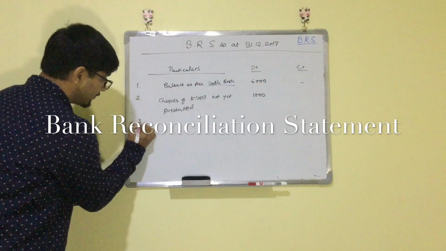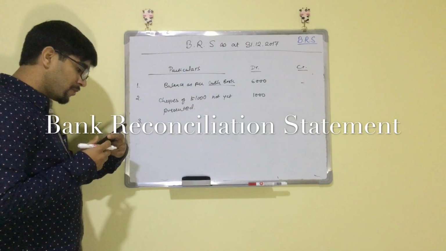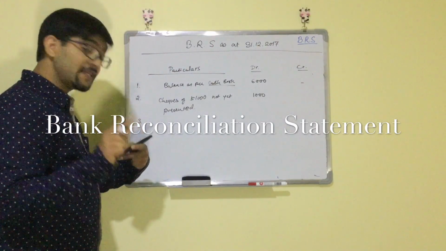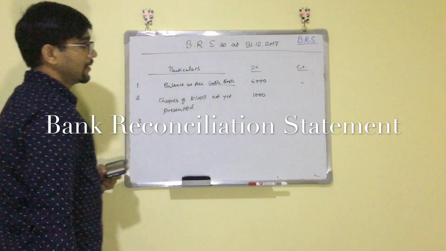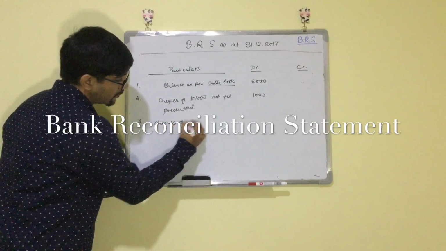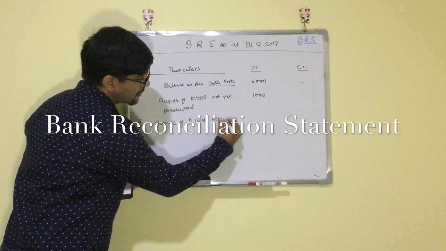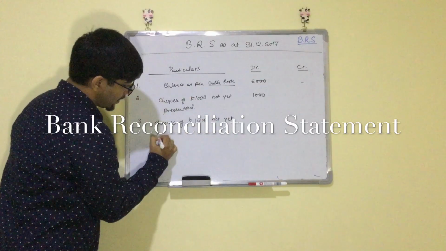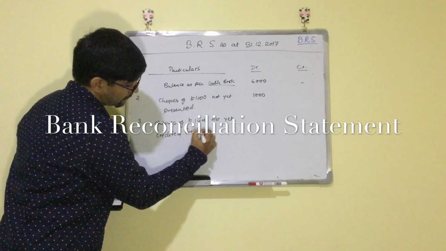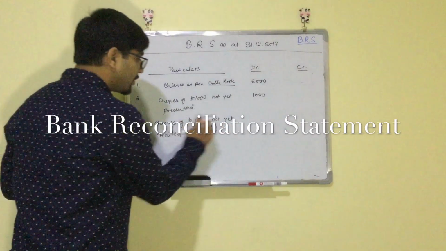Okay, the third one, a check worth 1,400 deposited in bank but not credited by the bank. So what has happened? Check of $1,400 not yet credited or realized. Is this what happened? Okay. So 1,400 not yet realized.